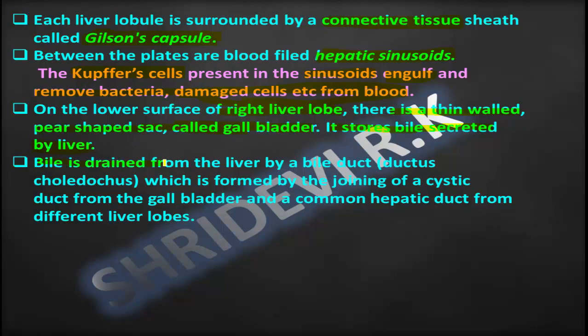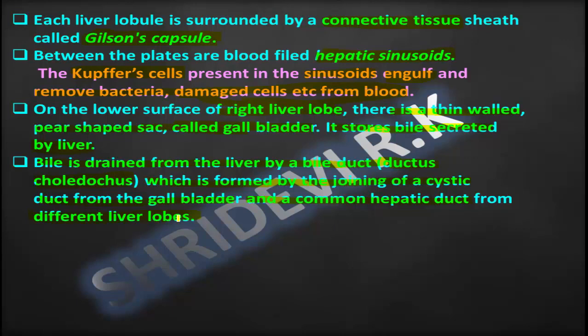The bile is drained from the liver by the bile duct, which is nothing but the ductus choledochus. The complete name of the bile duct is ductus choledochus, which is formed by the joining of the cystic duct from the gallbladder and a common hepatic duct from different liver lobules.